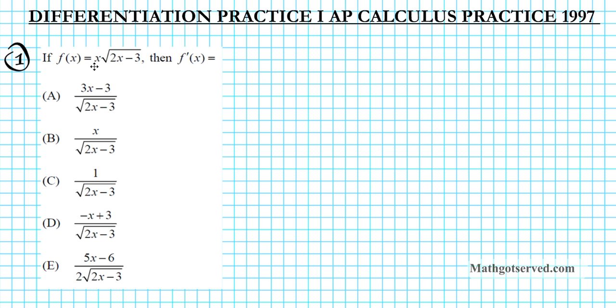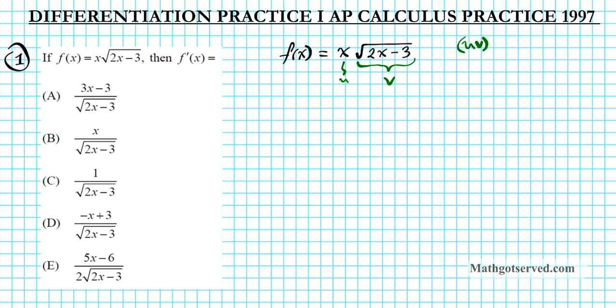It states that if f of x equals x times the square root of 2x minus 3, then f prime of x is. So you can see that this problem involves the product of two functions. We have the linear function and a radical function that's composed with a linear function. All right, so we can clearly see that this is a product rule example. So let's call this u, and this entire function here is v. We know what the product rule is.